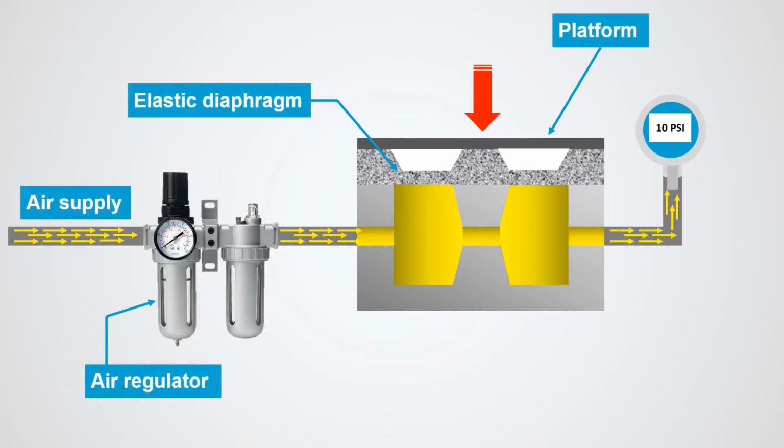Thus, when the load is placed on the platform of the pneumatic load cell, the elastic diaphragm deflects. The pneumatic load cell then uses pressurized air or gas to balance out the weight of the object. The air required to balance out the weight will determine how heavy the object weighs. The pressure gauge can convert the air pressure reading into an electrical signal.